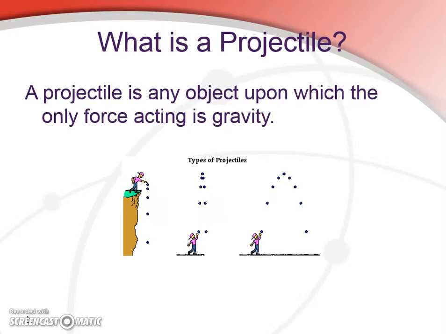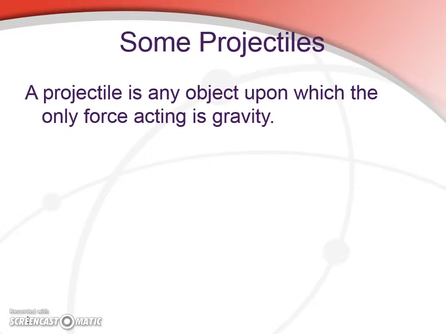Now, one thing that you may have defined as a projectile, a rocket, actually isn't, as long as the engine is firing, because that engine is exerting a force to push the rocket forward. Similarly, a plane with a propeller pushing it forward isn't a projectile. But maybe you can come up with some other examples.